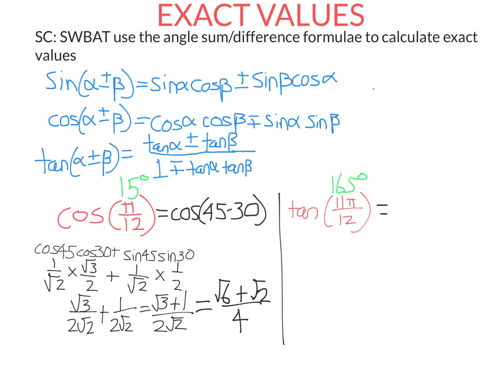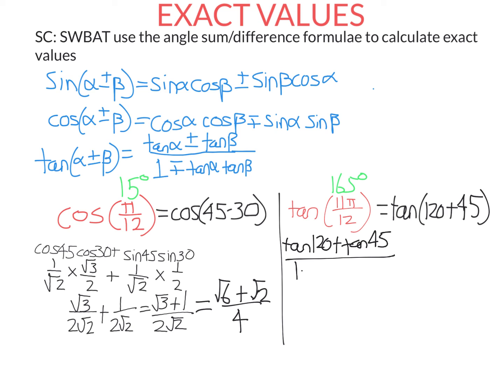So once again, what I want to do is write this in terms of angles for which I know the exact value. I know the exact value of tan 120, it's just the negative tan of 60. I know the exact value of tan of 45, so I'm going to write it like this. This will now allow me to use this formula here. The formula tells us it is tan of the first plus tan of the second, all divided by 1 minus tan of the first times tan of the second.